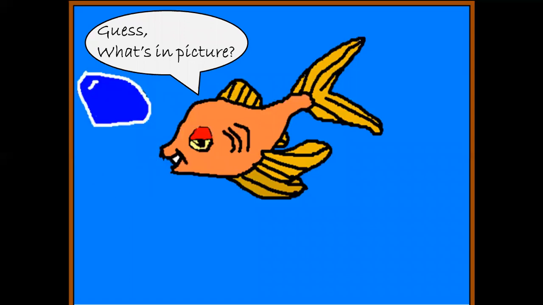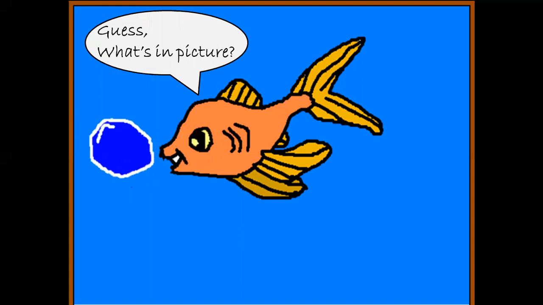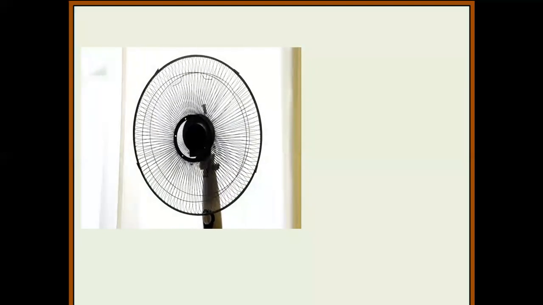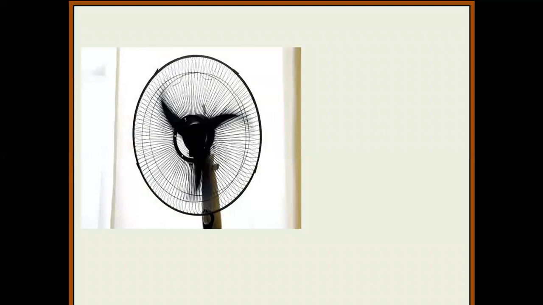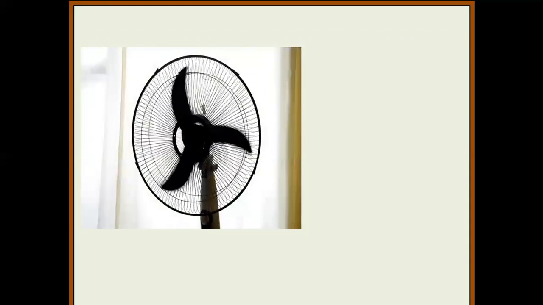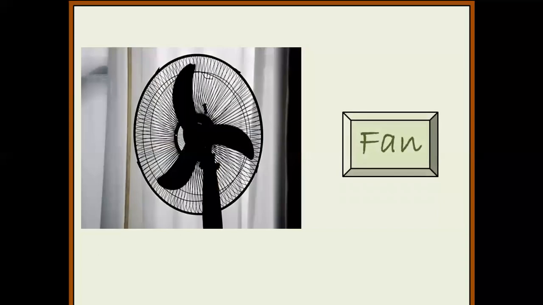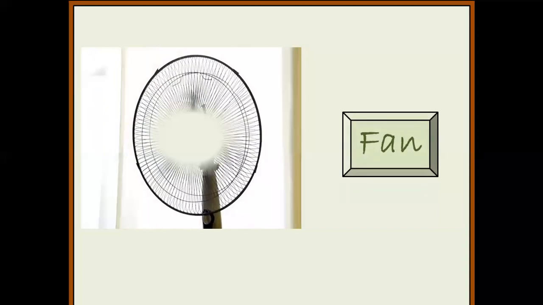Guess what's in picture? Now it's your turn. Guess what's in picture? Who am I? I help you in summers. Give you cool air. Who am I? Fan. Fan. Fa. Fan. Fa. Fan. Now this, what is this? What is this, guys?